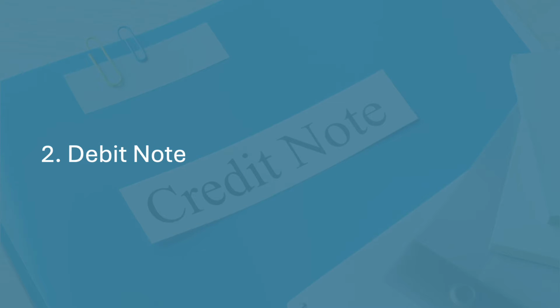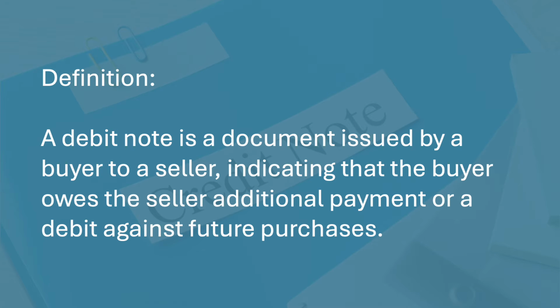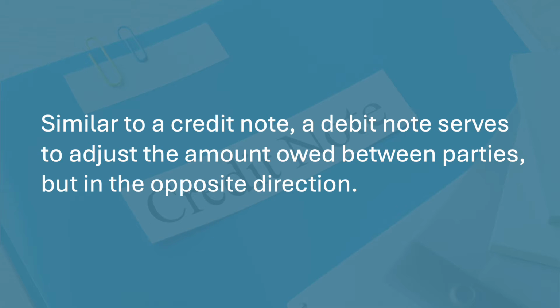2. Debit note. Definition. A debit note is a document issued by a buyer to a seller, indicating that the buyer owes the seller additional payment or a debit against future purchases. Similar to a credit note, a debit note serves to adjust the amount owed between parties, but in the opposite direction.